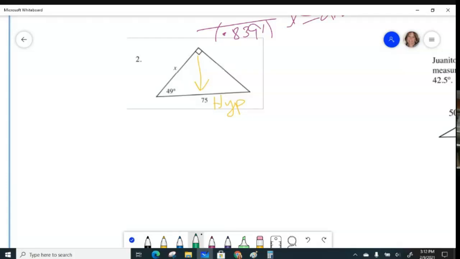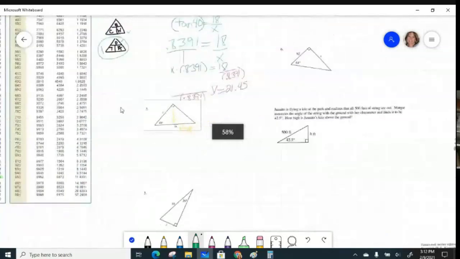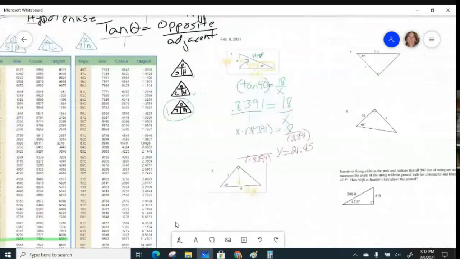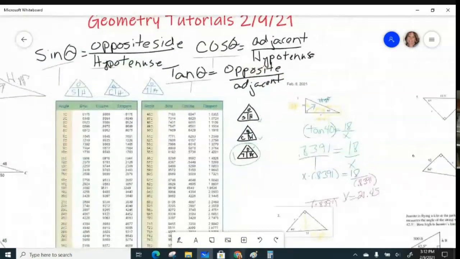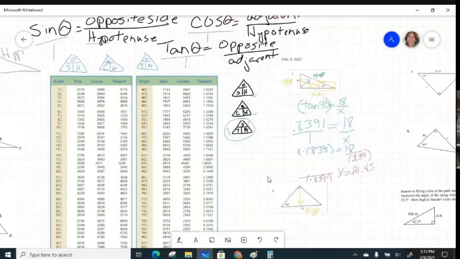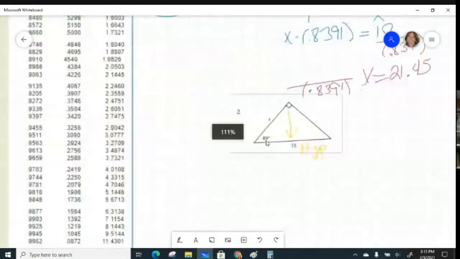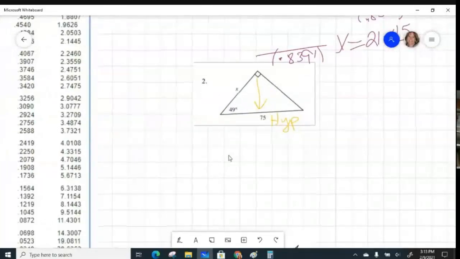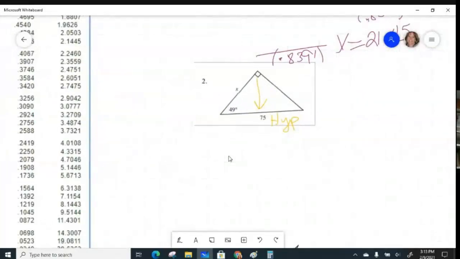So we want to think about it in the sense of, out of my trig functions that we have already identified up here, we have 2 that have a hypotenuse. We have the sine and we have the cosine. So what we need to do now is determine our other side. Is it adjacent or is it opposite?